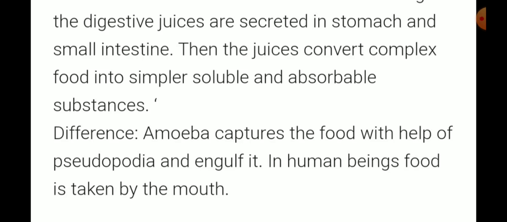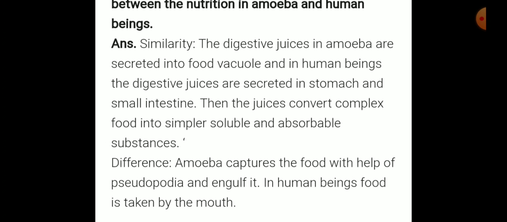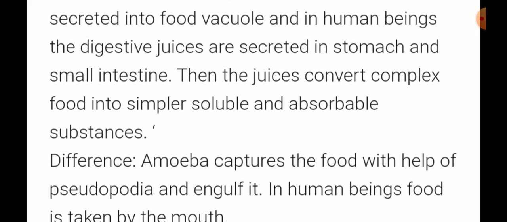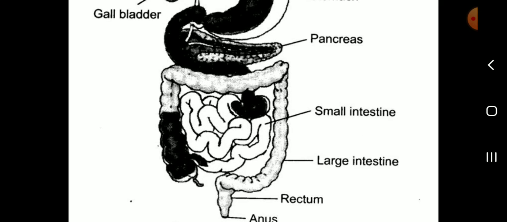Then the difference. What is the main difference? Amoeba captures the food with the help of pseudopodia. What is the main function of pseudopodia? The main function is locomotion, moving from one place to another, and to engulf the food materials. In human beings, food is taken in by the mouth, but amoeba engulfs the food with pseudopodia.